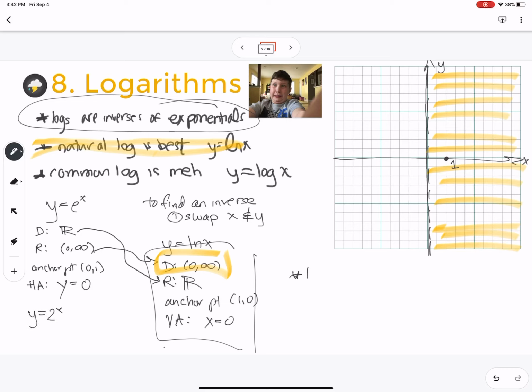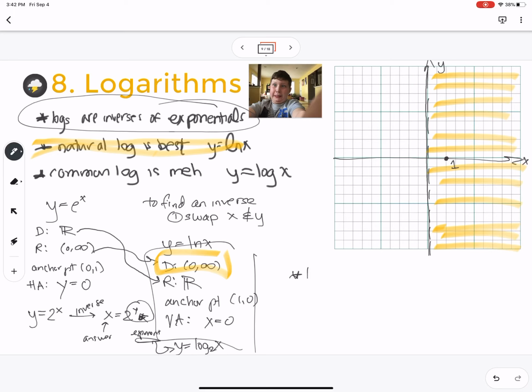Something to understand about logs is that it's getting to the exponent. So if we go with y equals 2 to the x and swap our x's and y's to find an inverse and make it x equals 2 to the y, x is the answer now and y is the exponent. So when you turn this into a log expression, which would be log base 2 of x, it's important for you to understand that x is still the answer and y is still the exponent. When you're talking about logs, you're talking about exponents.